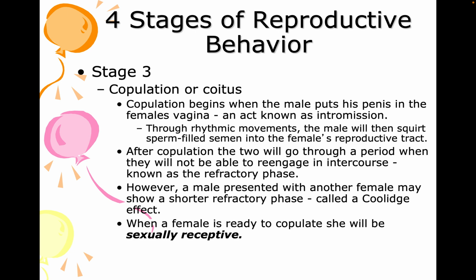And that's actually what the Coolidge effect is: if you present the male with more than one female, he can have intercourse with one, then he can have intercourse with the other. Otherwise, his refractory period is much longer. And I've seen the Coolidge effect.